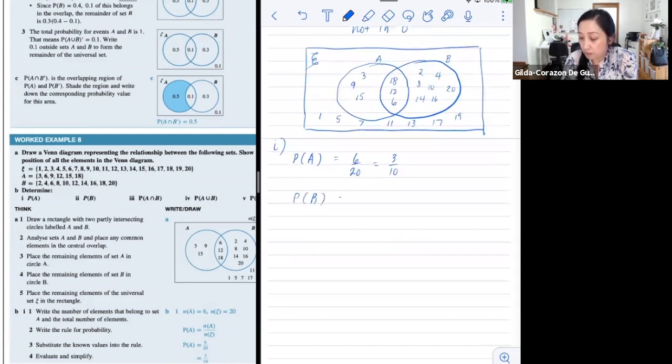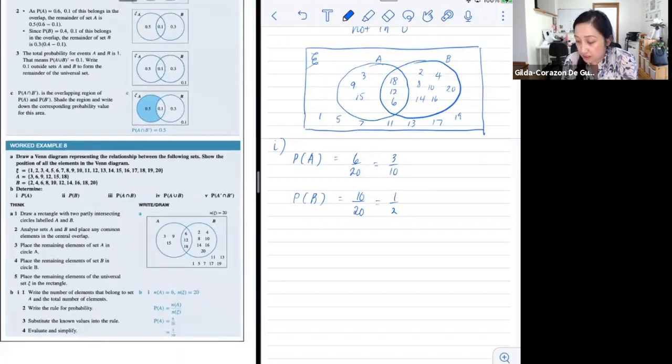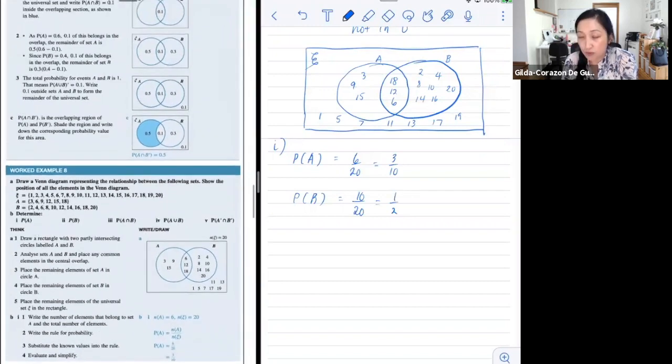All right. So the probability of B, there were how many? 1, 2, 3, 4, 5, 6, 7, 8, 9, 10. So that's 10 out of 20. And therefore that's 1/2. Okay. And you can do the rest of those exercises, keeping in mind that when you have A prime, it's something that's outside of A, and B prime would be something that's outside of B. Okay.